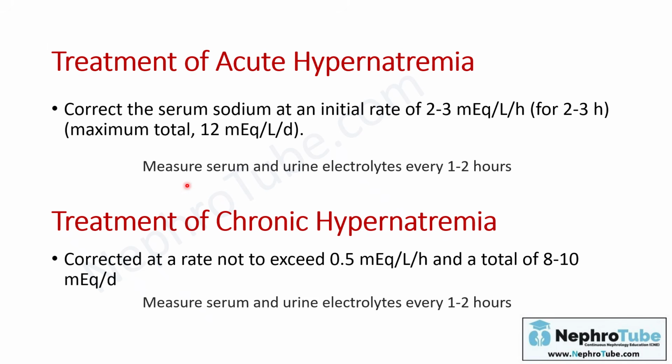It is important to measure serum and urine electrolytes every 1 to 2 hours in both acute and chronic hypernatremia, because all we are using are estimating equations, and there is a high possibility of inaccuracy in these equations, and a possibility of overcorrection or undercorrection even after using them. So it is mandatory to measure at least serum sodium for the first day every 1 to 2 hours, to be sure that everything is going as calculated.